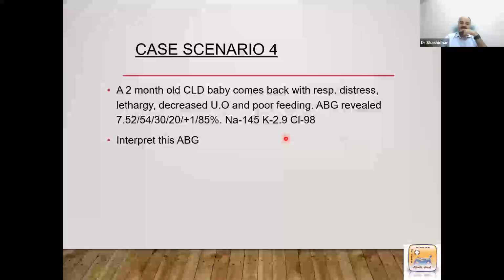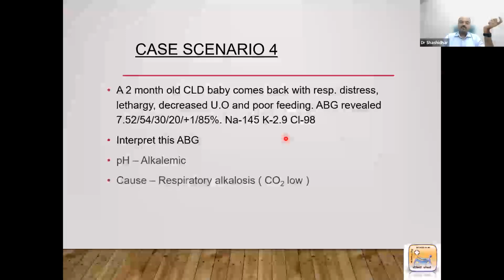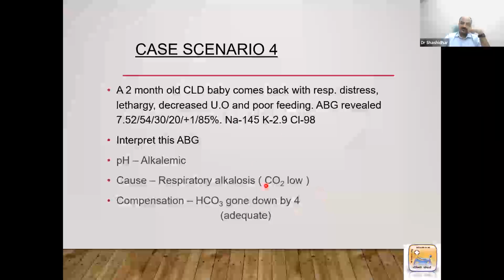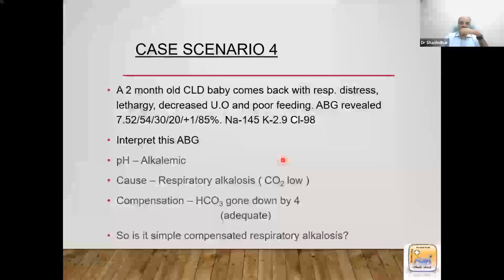So step 1, pH, alkalosis. So can PCO2 of 30 explain this? Yes. So there is respiratory alkalosis. What about bicarb of 20? In a respiratory alkalosis, you would expect the bicarb to be slightly low. It's probably adequate. So bicarb has gone down. It's a CLD baby, so we're dealing with a chronic condition. Chronic respiratory alkalosis probably set in. So the bicarb has gone down by 4 from 24 to 20. It's quite okay. So this is respiratory alkalosis caused by CLD. It's a simple compensated respiratory alkalosis.